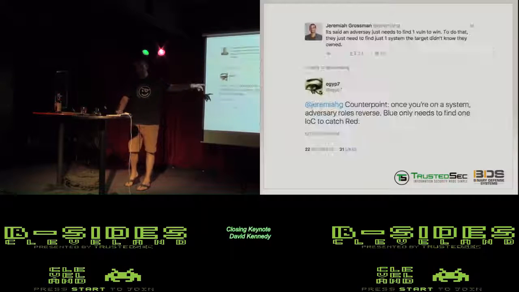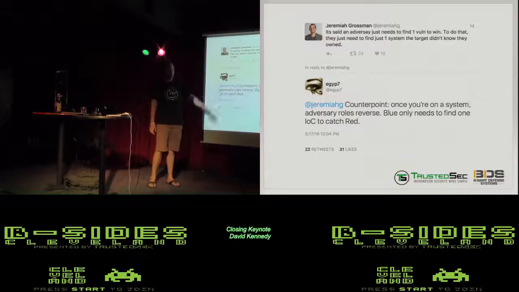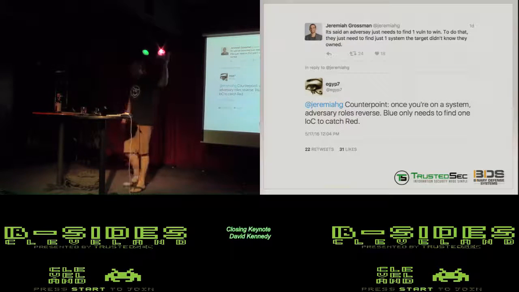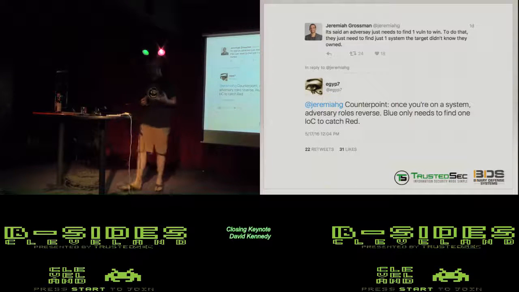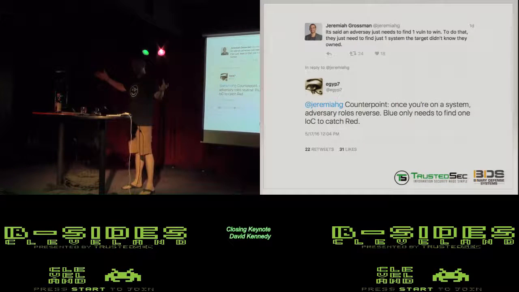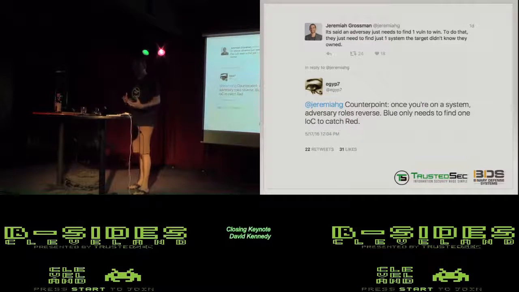But this is one thing that I really respected that I saw. This is Egypt, one of the Metasploit dev guys, a really good guy. And this is Jeremiah Grossman, who ran White Hat Security, another really good guy, a big web app guy. Jeremiah said that an adversary just needs to find one vulnerability to win. To do that, they just need to find one system the target didn't know they owned. And that's completely true, right? If you have a system that you didn't know had a specific exposure, or marketing put up another site, it's very easy for me as an attacker to exploit that and gain access, and you may not have the same type of monitoring capabilities in those systems.